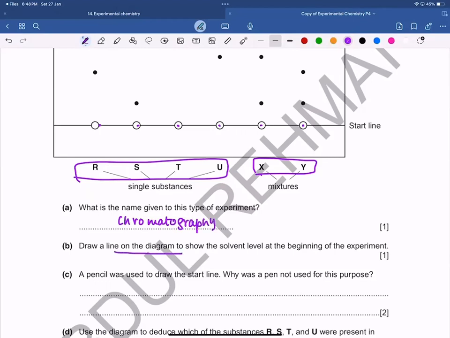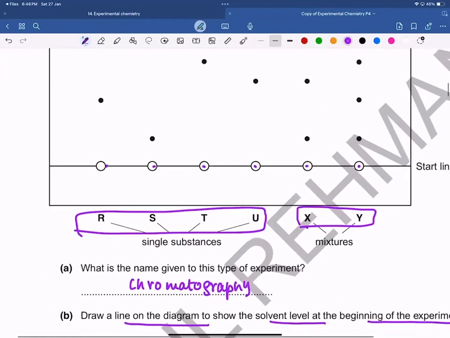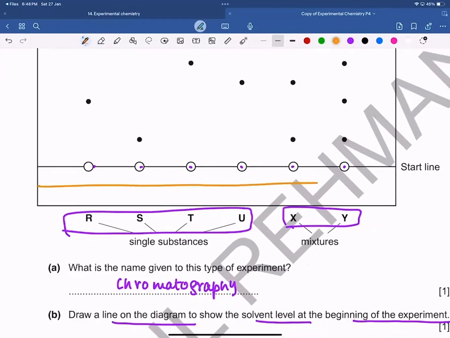Draw a line on the diagram to show the solvent level at the beginning of the experiment. So where is the solvent level at the beginning of the experiment? You have to draw a line. No, the solvent level would always be lower than this, right? When we dip it, we have discussed, we keep the level of the solvent below the pencil line where we place the spots.